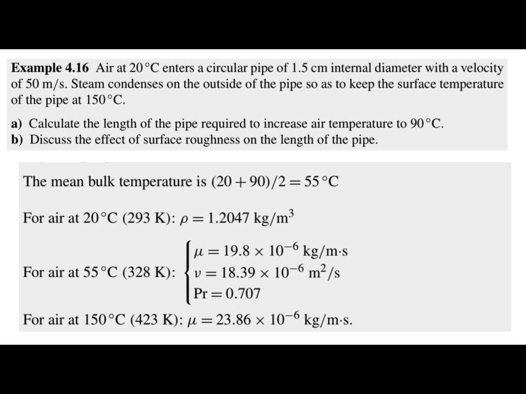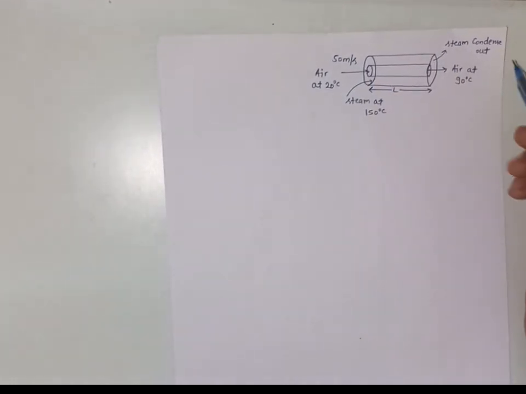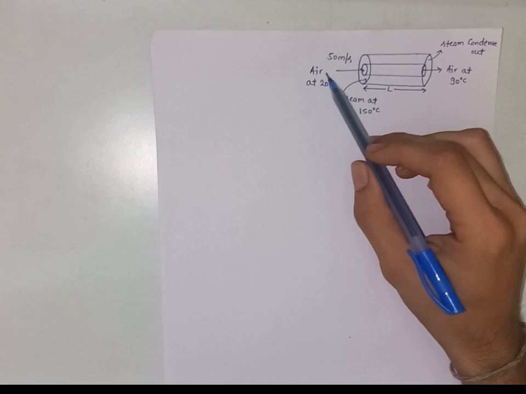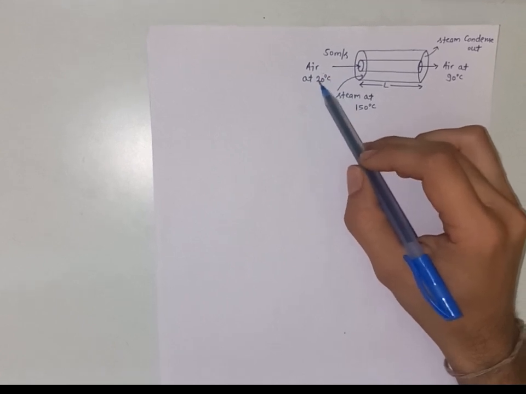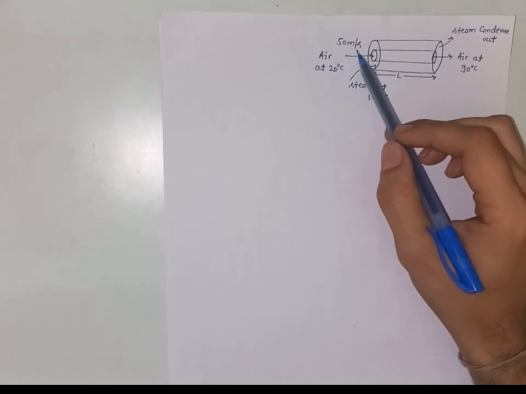Now, we are given some data at the mean temperature of 55 degrees Celsius, and the properties of air are given: the density, viscosity, kinematic viscosity, Prandtl number, and other things. Let's start the solution. This is the schematic diagram of the question. The air enters at a temperature of 20 degrees Celsius at a velocity of 50 meters per second.